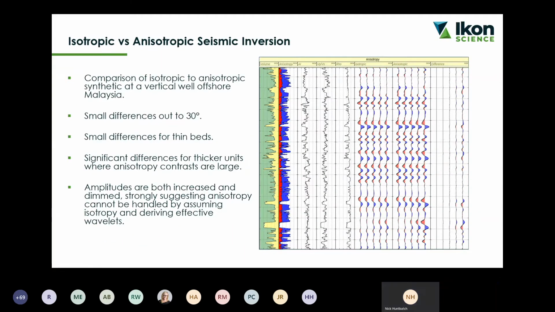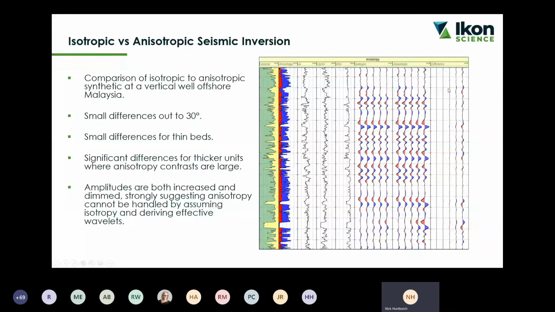So this is to set the scene for inversion, I suppose, an example of a vertical well offshore Malaysia. It's showing isotropic synthetics and anisotropic synthetics. So we have an anisotropy model here. These are the parameters as they vary, of course, into the shale or shaly sections. That's where you get the bigger numbers.